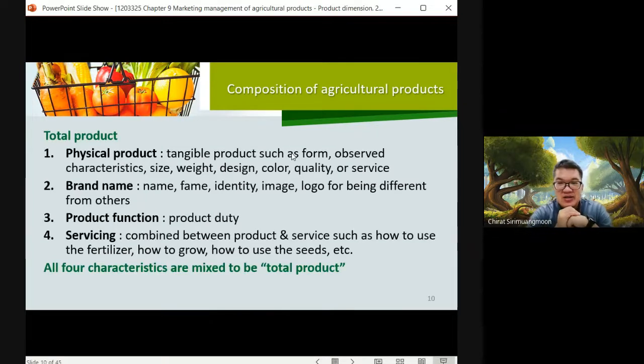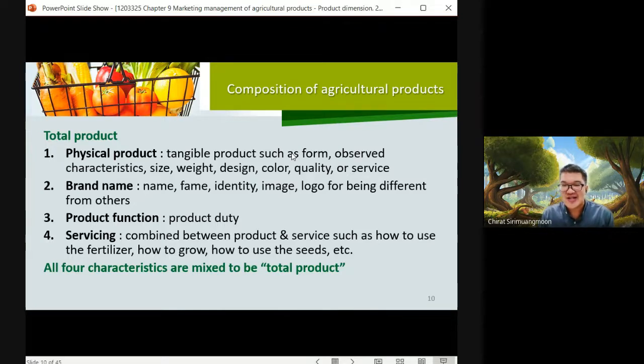Then you might hear this word, but not quite often: total product. Total product is actually the characteristic that you can monitor, you can identify. A total product can have four characteristics, but they do not need to have all four. Some products just have two, three, or one. It depends.